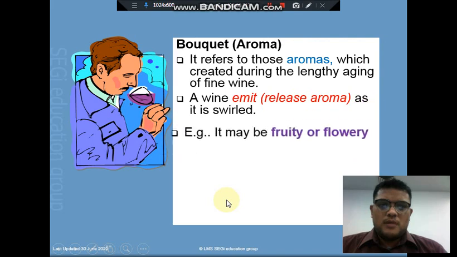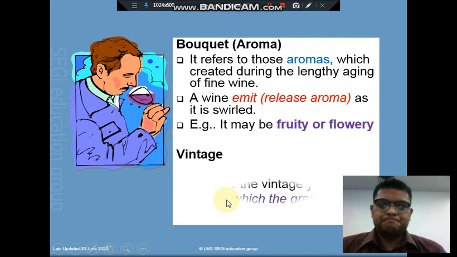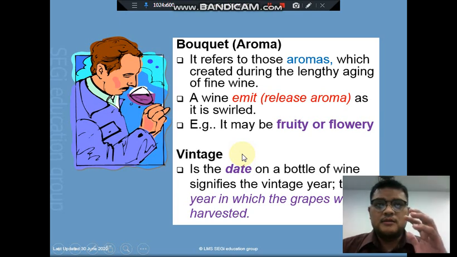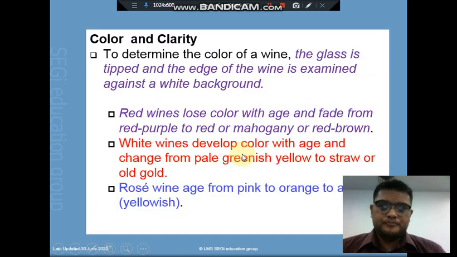And then the aroma of the wine can be either fruity or flowery in terms of aroma. And vintage means the age. Vintage means the date it is bottled. The longer the date of bottling the wine, the higher the price of the wine.